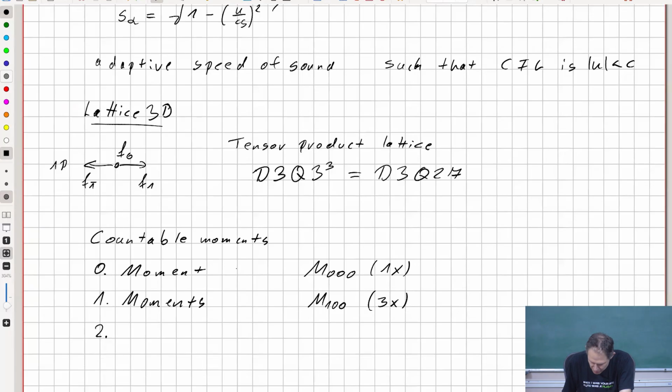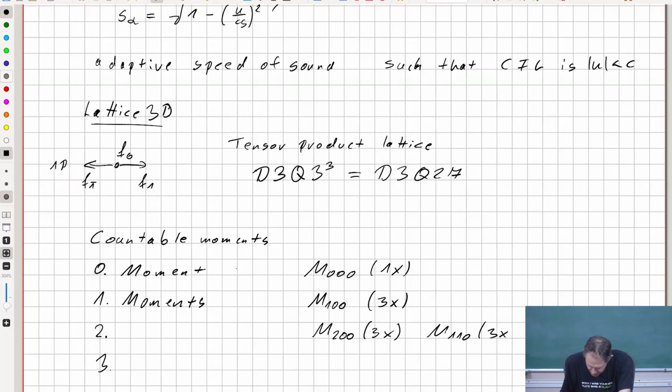So second moments. So how many second moments? 6, right? So we have M200. Of these we have 3 permutations, and we have M110, of which we have 3 permutations.